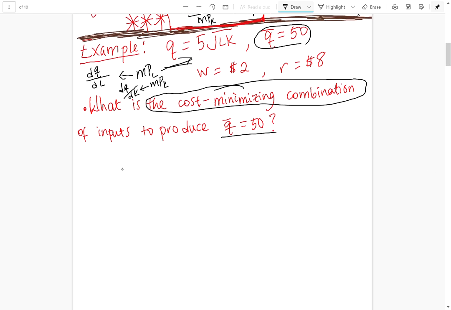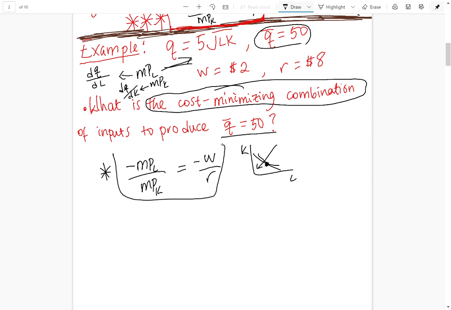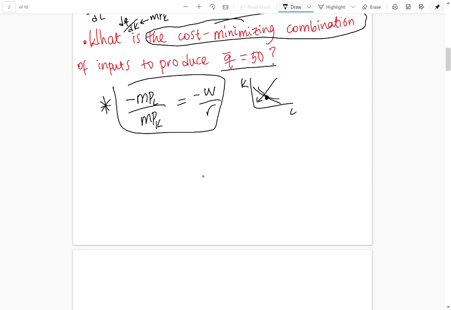So first things first, we need to state that condition, right? We need negative MPL over MPK to be set equal to negative W over R. It's that point of tangency, right? This is the point we want where we can go as low as possible with our cost. So to be able to do this, we just need to find MPL, find MPK, and then plug in 2 and 8 for W and R respectively. So let's get started.